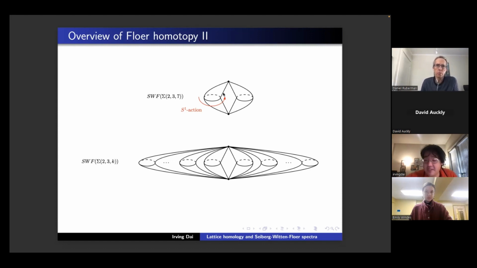And as I'll talk about in just a moment, the Seiberg-Witten-Floer spectrum is not just a space, it's an equivariant space. First I'll talk about it as an S^1-space, so it comes with an action of S^1. In this particular case, the S^1 action is just given by equatorial rotation of each of the two spheres. So this is SWF of Sigma(2,3,7) on the top. And SWF of, more generally, Sigma(2,3,k) is very similar. It's displayed along the bottom, and it's basically just you have more two-spheres, and the action of S^1 is equatorial rotation in each one. Okay, so these are the examples which are known.